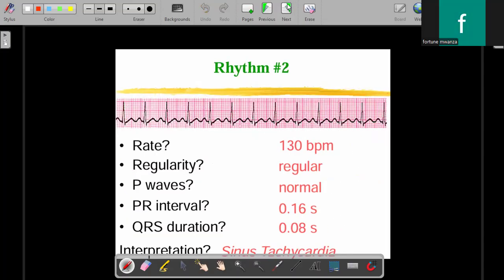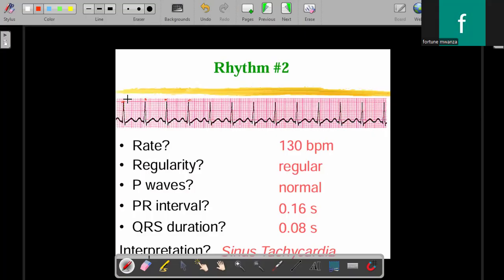So let's go to the other one. We are given an ECG there. So let's check the regularity. Is it regular? You check the distance from here to here. Is it the same from here to there? Is it the same from here to there?